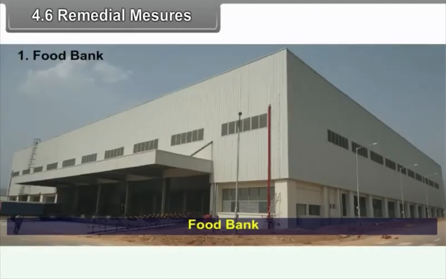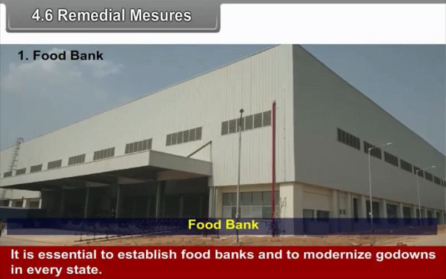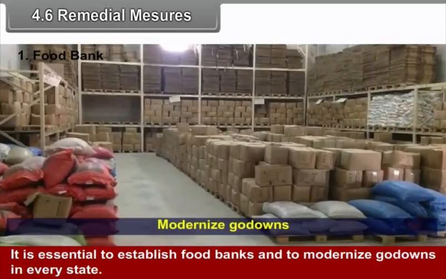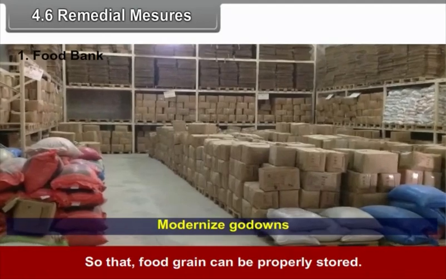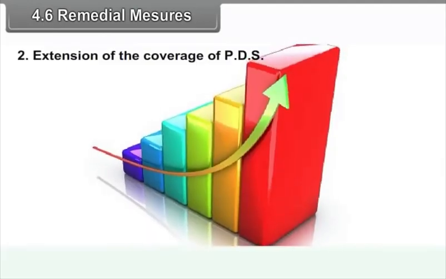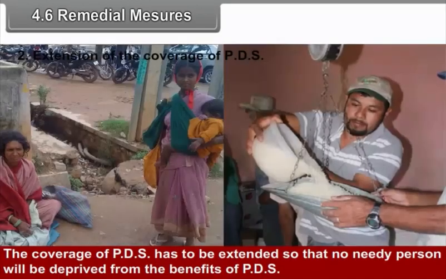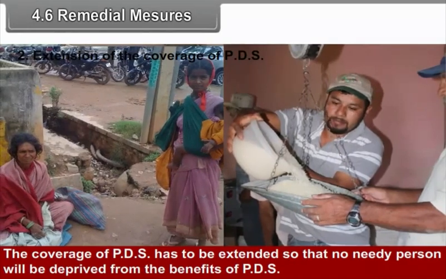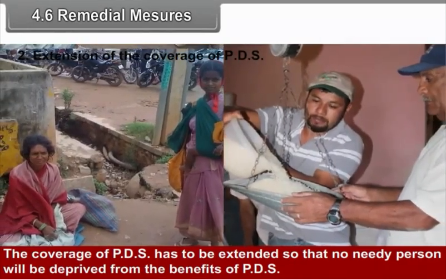4.6 Remedial measures. 1. Food bank. It is essential to establish food banks and to modernize godowns in every state, so that food grain can be properly stored. 2. Extension of the coverage of PDS. The coverage of PDS has to be extended so that no needy person will be deprived from the benefits of PDS.